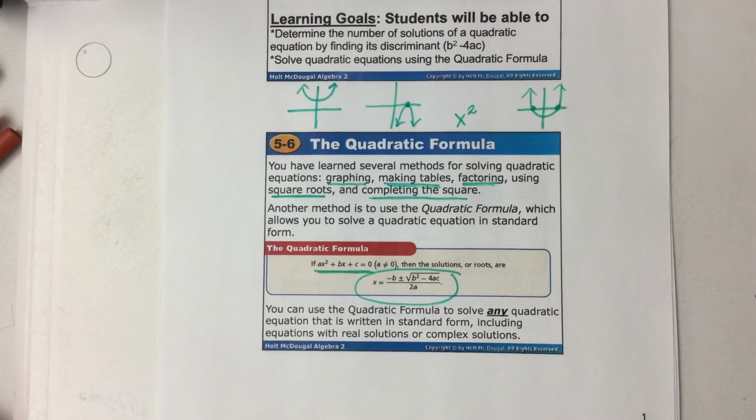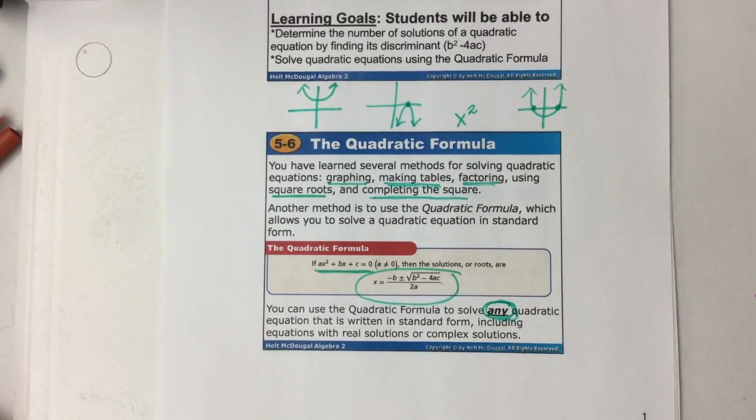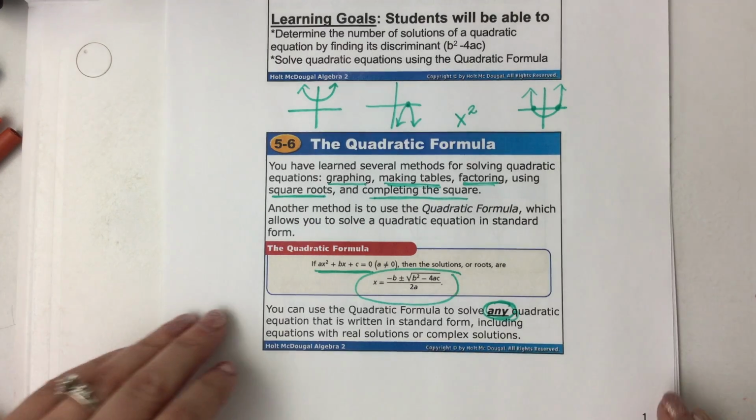The really cool thing is the quadratic formula is the one method that can be used to solve any quadratic equation. It always works. Sometimes completing the square can be kind of tricky when you have fractions and all those things. Sometimes you might find a quadratic equation where it's impossible to factor. The quadratic formula is the one method that you can use 100% of the time.